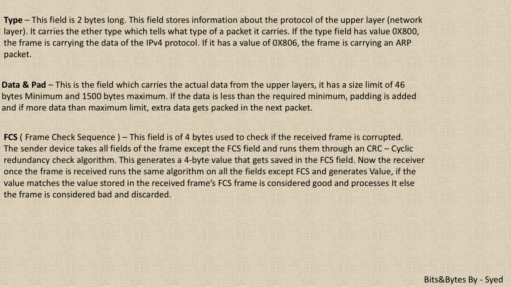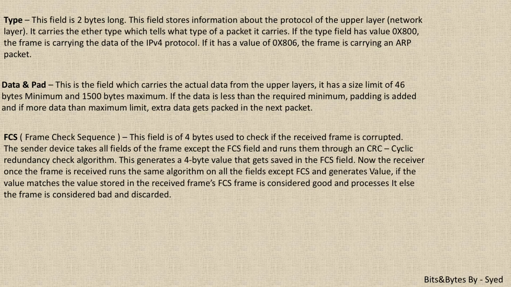FCS, frame check sequence. This field is 4 bytes, used to check if the received frame is corrupted. This is very important, right? So the sender device takes all the fields of the frame except the FCS field and runs them through a CRC algorithm. This generates a 4-byte value that gets saved in the FCS field.